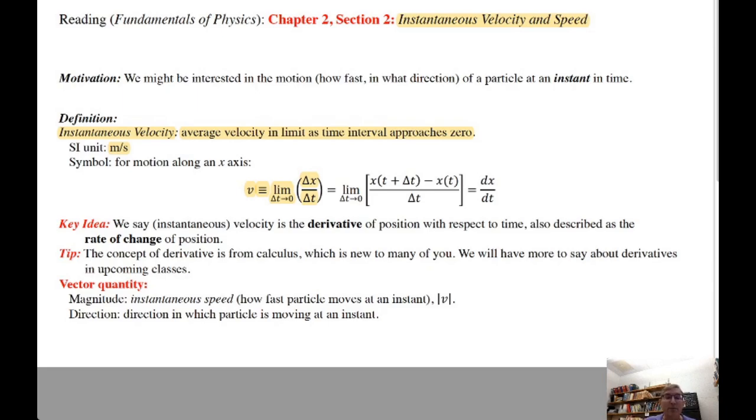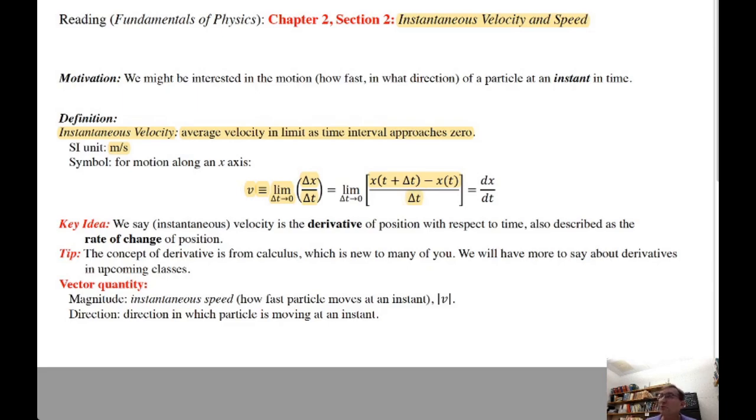Now let me just elaborate. This is just elaborating that. It's the limit as delta t goes to 0. And in the numerator, I've now expressed what I mean by delta x, displacement. I mean change in position. The initial position is x at time t, which is the position at time t. And the final position, x, is at the later time t plus delta t. And that's what this notation means in the numerator. And you divide by delta t. And you take the limit as delta t goes to 0.